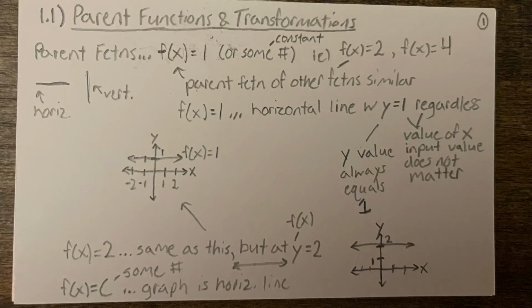1.1. Parent functions and transformations. Functions of the same family have similar characteristics. The parent function is the most basic of the family. For example, f of x equals 1 is the parent function, or the most simple function in the constant family. It is a horizontal line with a constant value of 1.